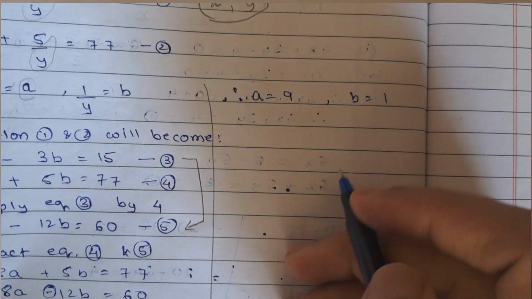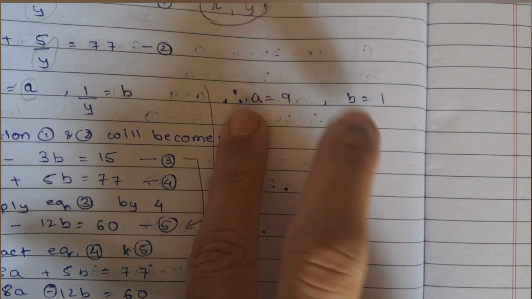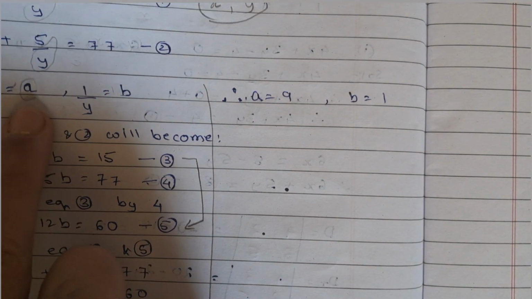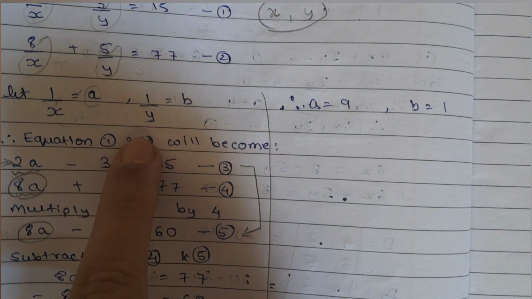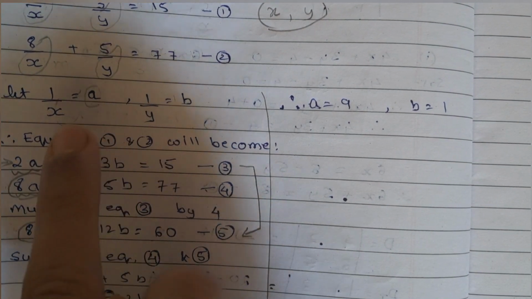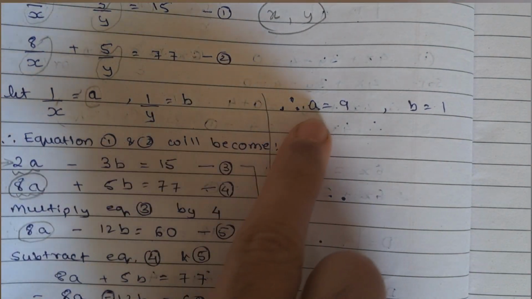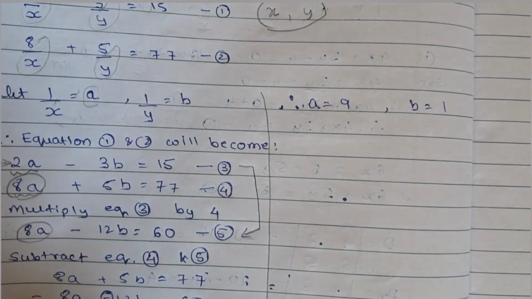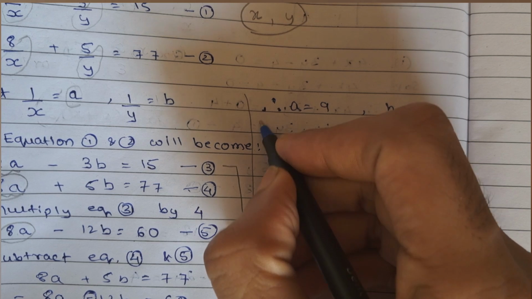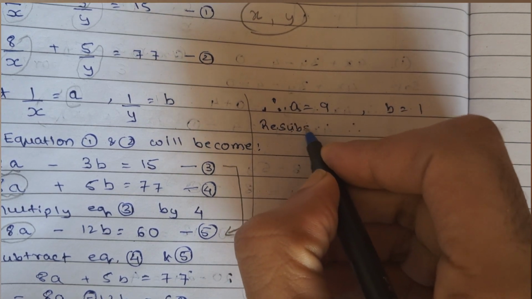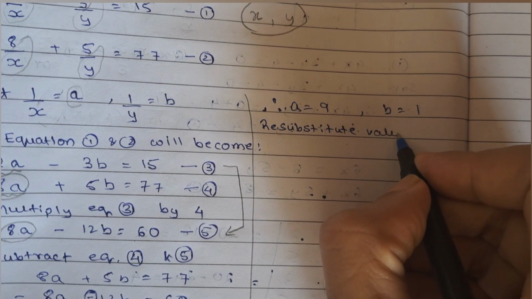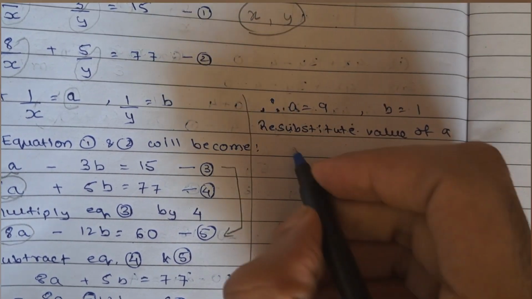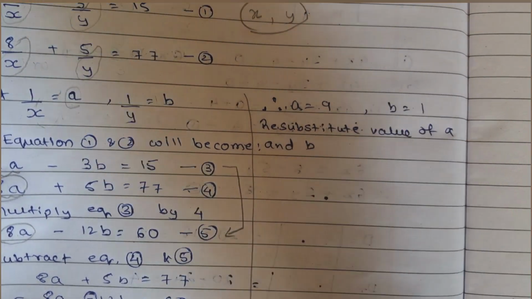Right? So what we will do? We will resubstitute the value of a and b. What was the value of a and b, by the way? A was 1 upon x. Over here in the left hand side you can see a was 1 upon x and b was 1 upon y. So simply what we will do? We will resubstitute these values of a and b over here. So I will say resubstitute value of a and b.